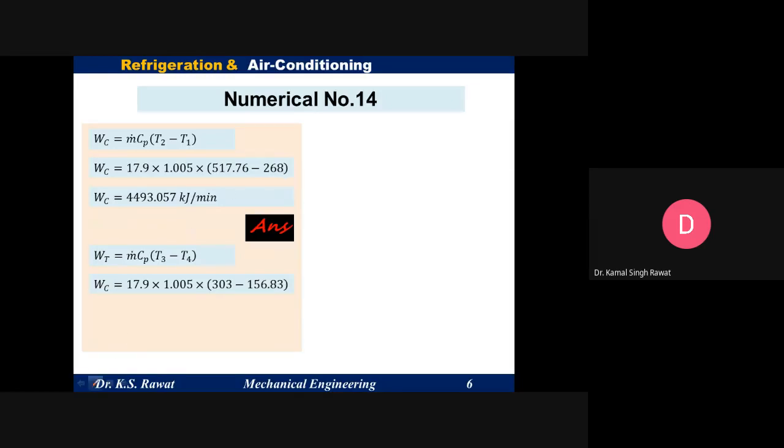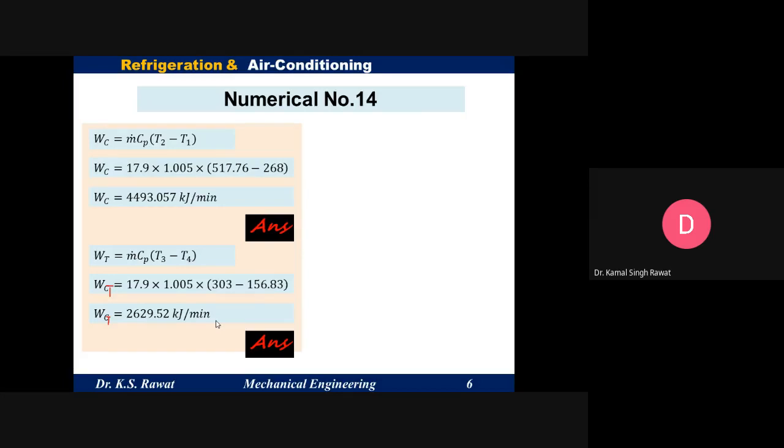So there must be WT. Sir, 2629.42 kilojoule per minute. So it is WT. Okay. So this WT is equal to 2629.52 kilojoule per minute. All are agree? Yes, sir. All right. Okay. So this is also our answer.